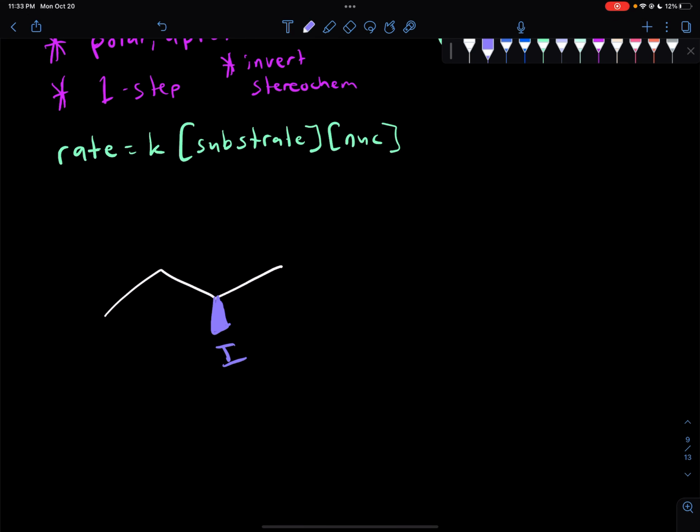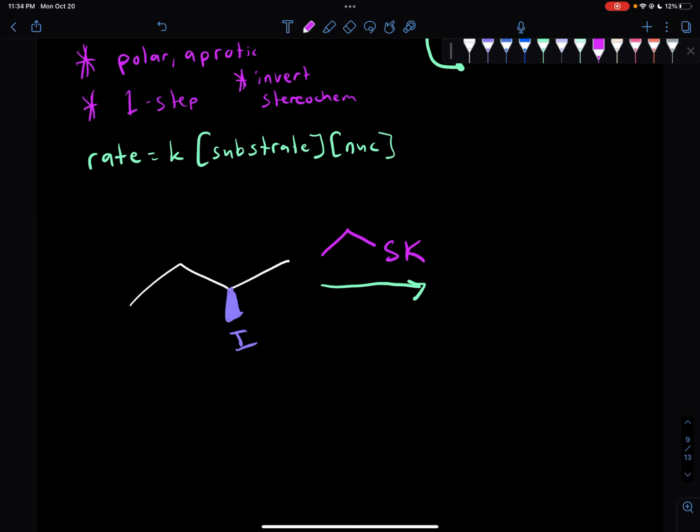Let's do iodine. And we're reacting with... Okay, so a couple things here. We have a secondary electrophile, and we have a strong nucleophile. So that's an easy SN2 right here.